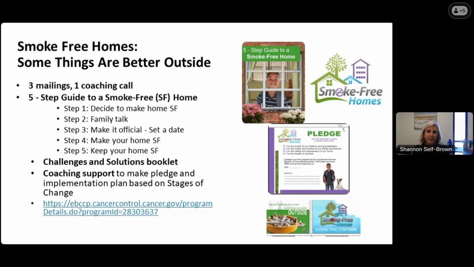The mailings include information for how secondhand smoke exposure can be dangerous to the health of young children, and also encourages ways and provides materials to enhance smoke-free home rules in the home setting. And the coaching call is meant to really work with the parent according to the stage of change that they're in to set goals for either creating a smoke-free home or a plan to implement smoke-free home rules over time. And it is an evidence-based program listed on the EBCCP. Next slide.